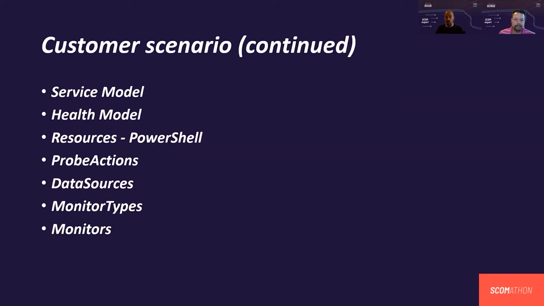So what we're going to look into are a number of things. We're going to look into the service model, the health model, and the PowerShell script, of course, which is quite important. And then we've got a number of steps we need to take from there on: probe actions, data sources, monitor types, and monitors. But let's start in this case with the service model.